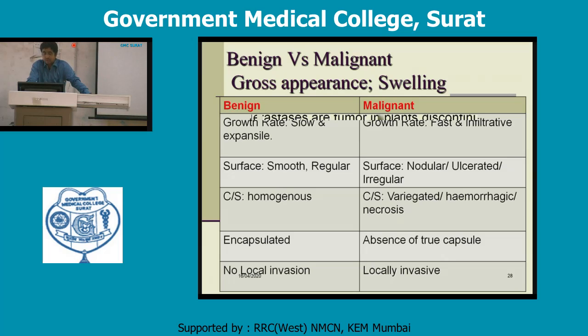While in malignant lesions, there is absence of a true capsule. Sometimes a capsule may be there, but it is a pseudo capsule and it is partially encapsulated, so chances of recurrence are more. There is no local invasion in benign lesions. Malignant lesions are locally invasive to surrounding structures, and if they break the basement membrane, they invade the underlying connective tissue.